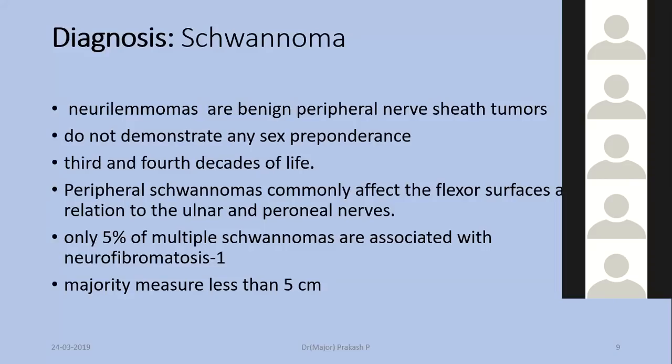Now I'll ask you one question. You have found a person with a single schwannoma or a neurofibroma in the peripheral nerve sheaths. Should you investigate for neurofibromatosis? Do any people respond to that? Okay, from what I see on the chat, most of you are trying to say yes.